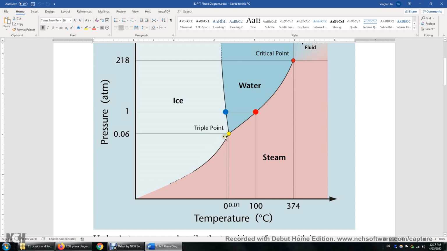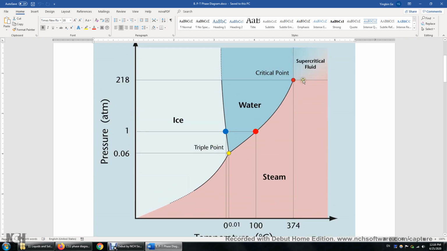The third line here separates the solid and gas phases. So this line is the coexistence line between the solid and gas. This line tells you how the sublimation point of ice changes with pressure. Again, when the pressure is 0.06 ATM, ice sublimes at 0.01 degrees Celsius. Under lower pressure, ice can sublime at a lower temperature.